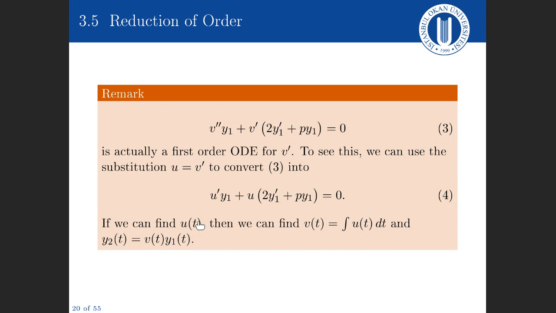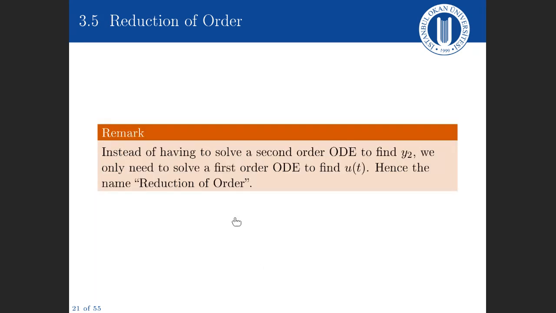If we can find u, which solves equation 4, then we can integrate it to find v, and then we can multiply v by y1 to find y2. So in other words, if we can find u, then we can solve the problem. We started the problem with a second order differential equation for y2, but we've changed this into a problem where we only need to solve a first order differential equation for u. This is why this method is called reduction of order.